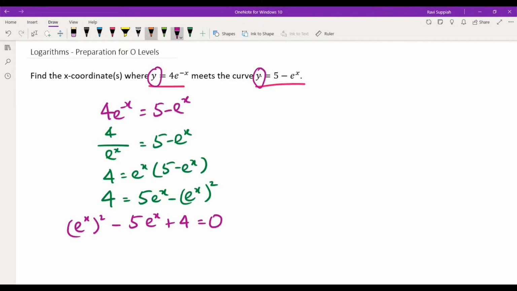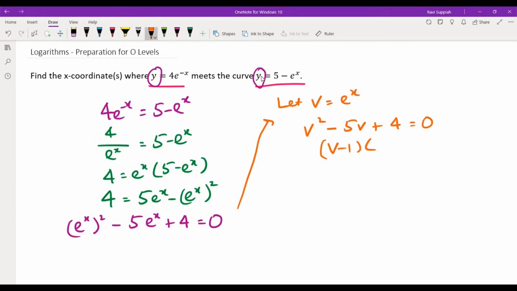Now if you look at this expression, you can see that it resembles very much a quadratic expression. We can see that more clearly when we let, for example, v equal e^x. Now I can represent the expression as v squared minus 5v plus 4 equals 0. This is a standard quadratic expression which you can factorize, and you will get (v minus 1)(v minus 4) equals 0. So you have two solutions here, v equals 1 and v equals 4.